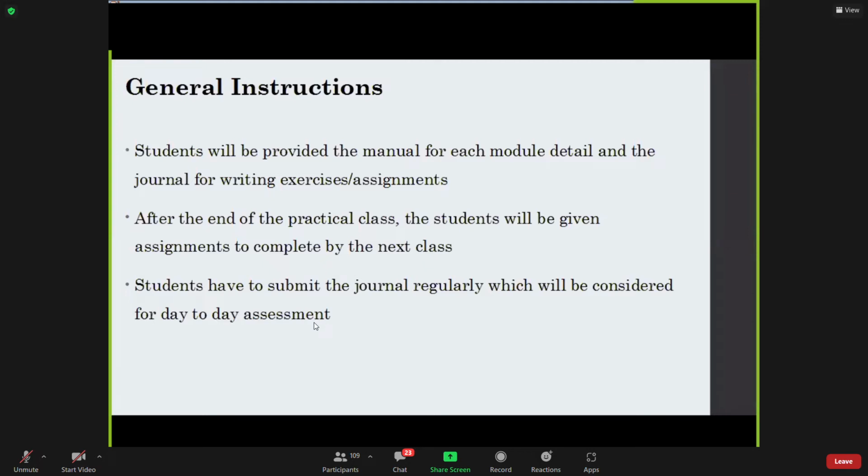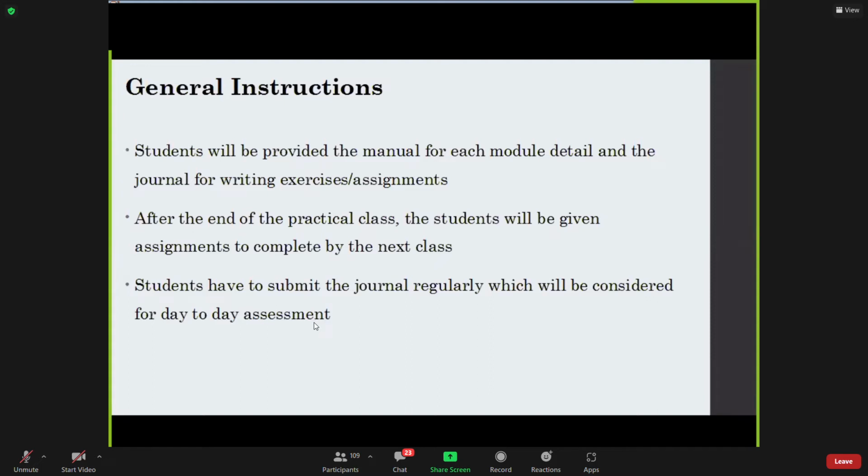So at the end of each practical class, students will be given assignments to complete by the next class. And students, you all have to submit the journal regularly, which will be considered for day-to-day assessment. The time of assessment and the date of assessments are necessary, and you also have marks for it. So this assessment in your internals would carry marks. So please make sure that you regularly submit your journals, complete them by the end of practicals, and get them signed.